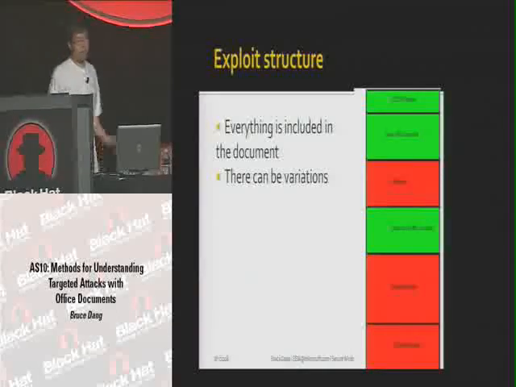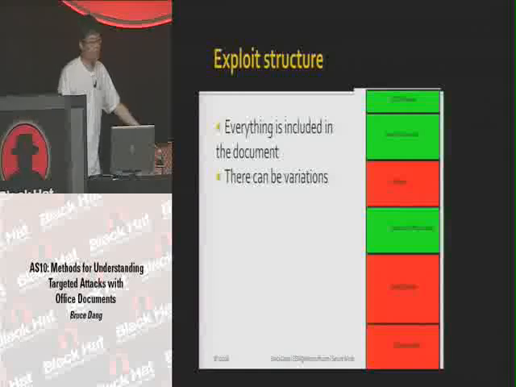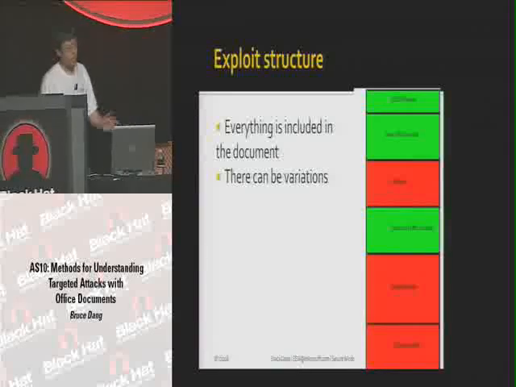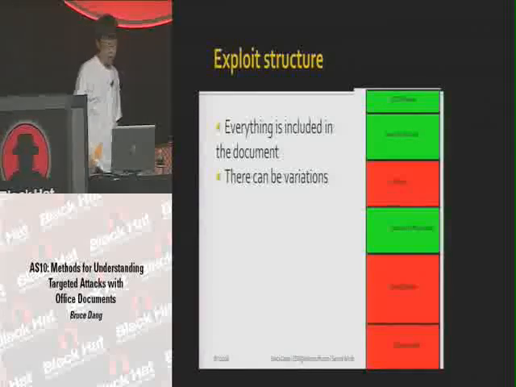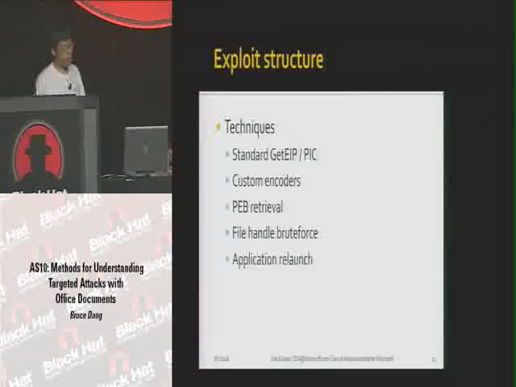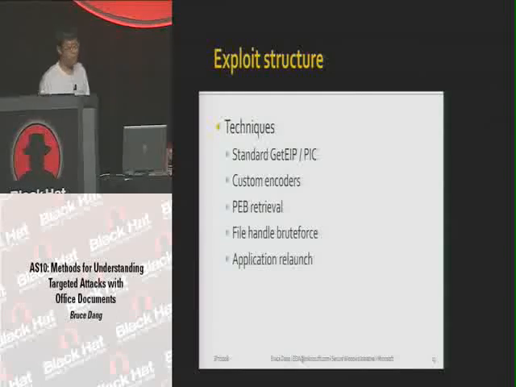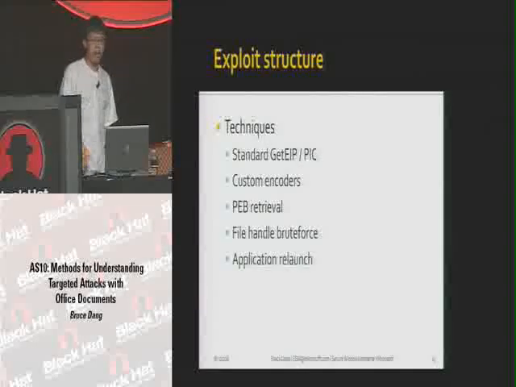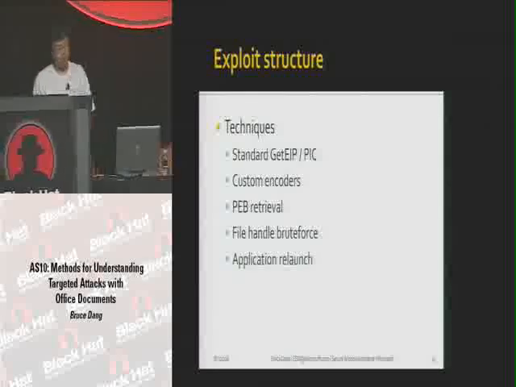And then again, this is a typical layout of an exploit. There could be variations to them, but most of the time it follows this convention. All right, the techniques they use: standard GetEIP to do position independent code, so that's jump, call, pop. And about 99% of the time, the shellcode would be encrypted.